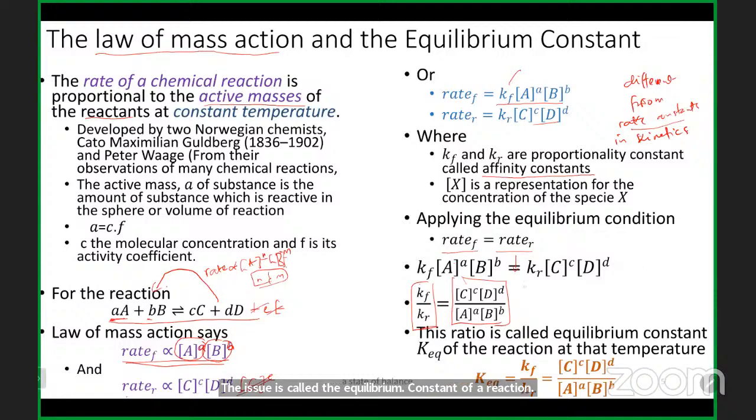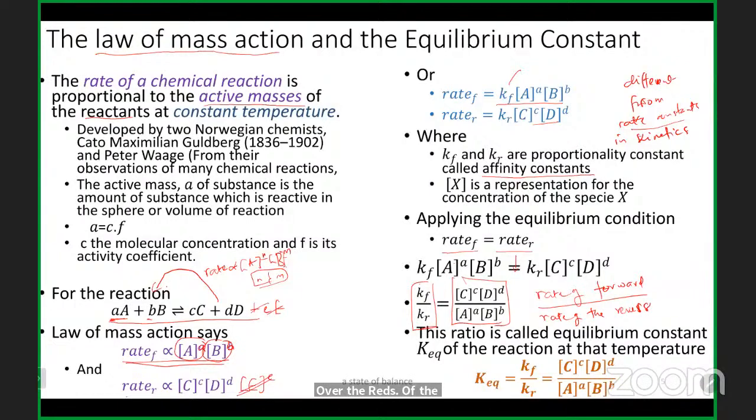So the equilibrium constant is the rate of the forward over the rate of the reverse reaction. That is the equilibrium constant, given the symbol K equilibrium at that temperature. If you change the temperature, the value of the equilibrium constant changes, but the expression remains the same. This is the expression for our equilibrium constant.